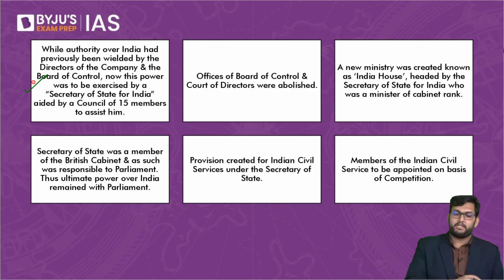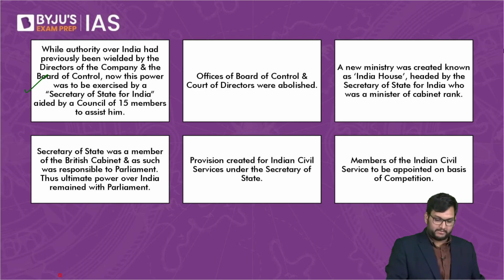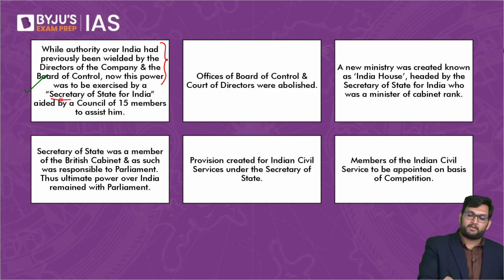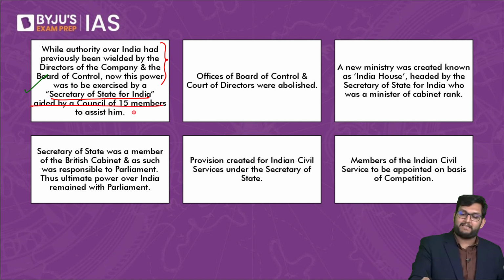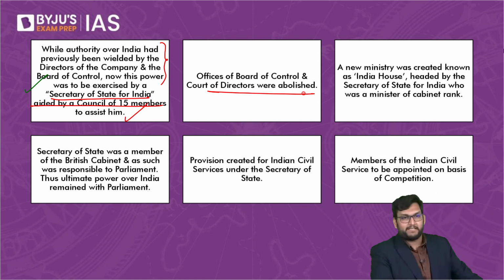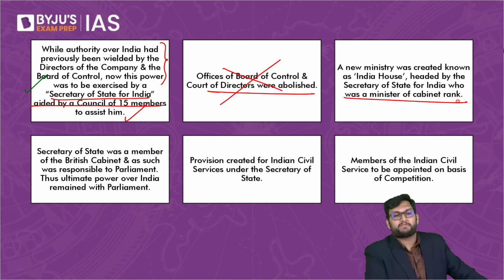While the authority over India was previously yielded by the Board of Control, now it will be vested in the Secretary of State for India, aided by 15 members. The office of the Board of Directors, the Court of Directors and Board of Control will be abolished. This new Secretary of State will now be heading a new ministry which is created, which is called India House.